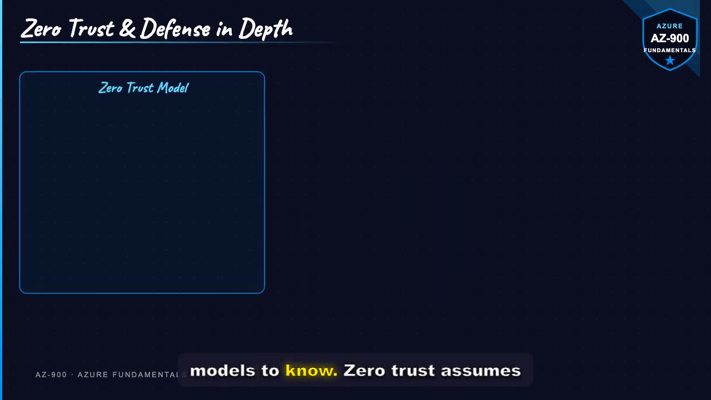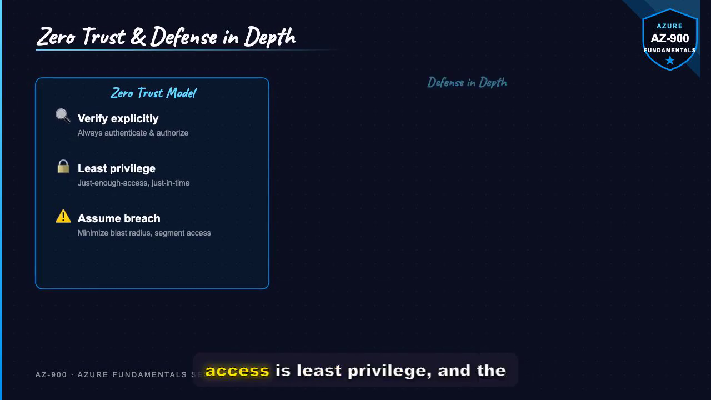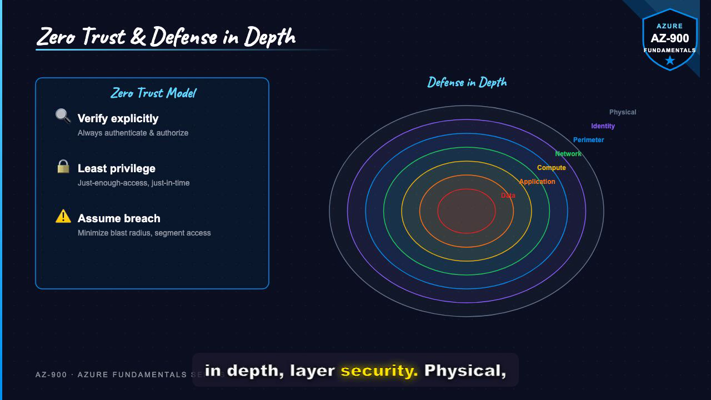Two security models to know. Zero trust assumes nothing is trusted by default. Every request is verified, access is least privilege, and the system assumes breach. Defense in depth layers security. Physical, identity, perimeter, network, compute, application, and data. Each layer is independent. An attacker must breach all of them.